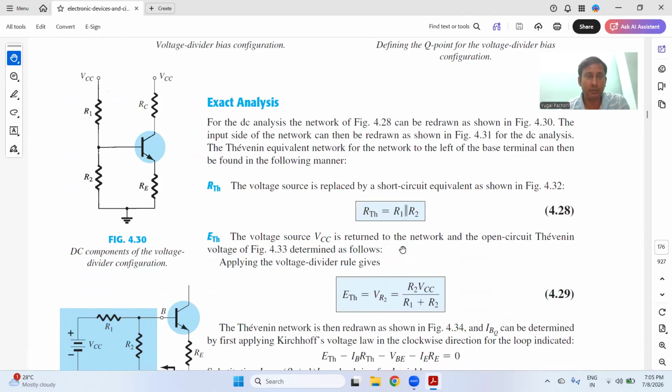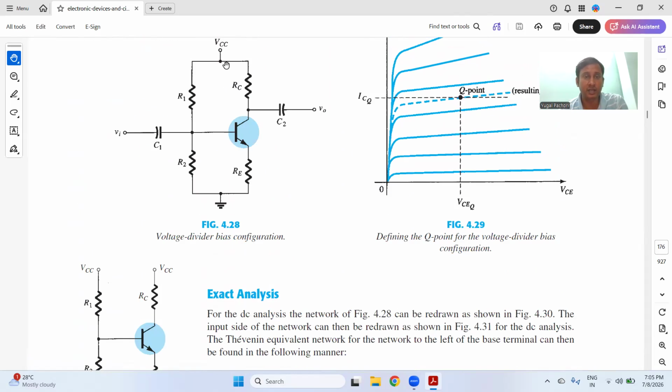You just need to understand the basics of this circuit, and you have to solve this voltage divider bias configuration of the transistor, that is known as a BJT. At present, this is NPN. You can do the analysis for the PNP transistor also. But generally, NPN is used.